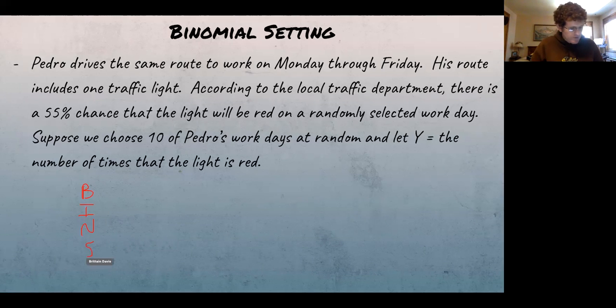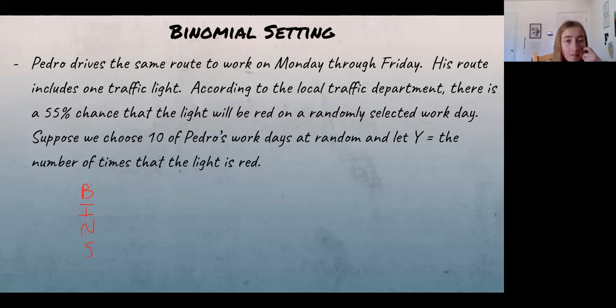All right, Pedro drives the same route to work Monday through Friday. His route includes 1 traffic light. According to the local traffic department, there is a 55% chance that the light will be red on a randomly selected workday. Suppose we choose 10 of Pedro's work days at random and let y equal the number of times that the light is red out of 10. So, is it binary? Yeah, it is. What is success here?